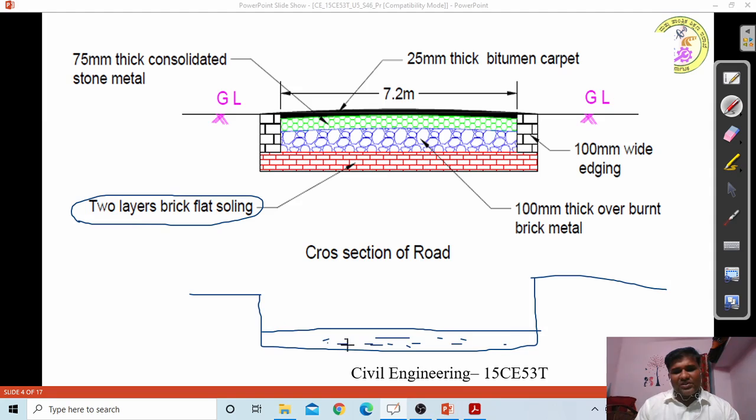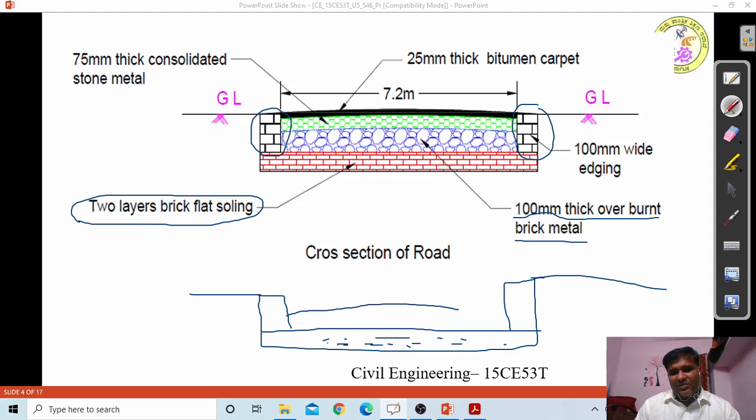This is brick flat soling, and then I am going to provide the edgings. So these are the edgings. This is one number and this is one number. There are two edgings that will be constructed on the sides. Then the bottom layer course, that is 100 mm compacted thick overburnt brick metal. This layer will be provided.